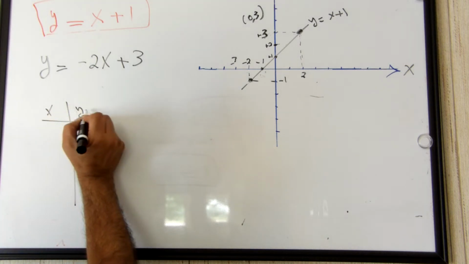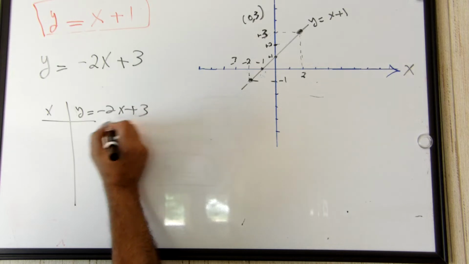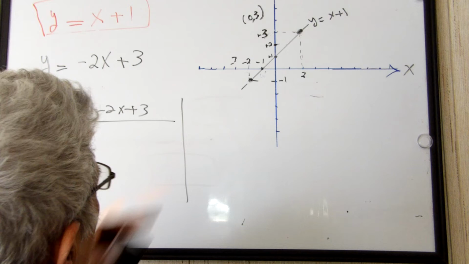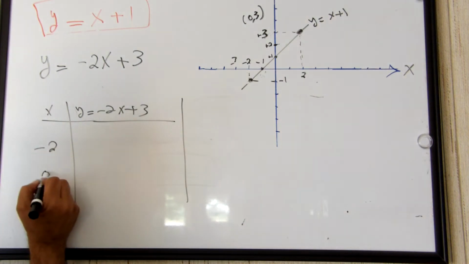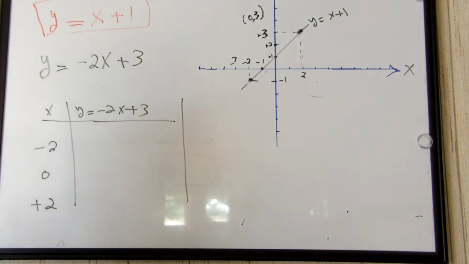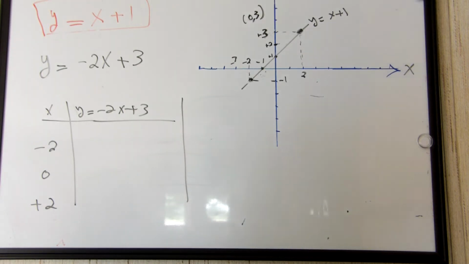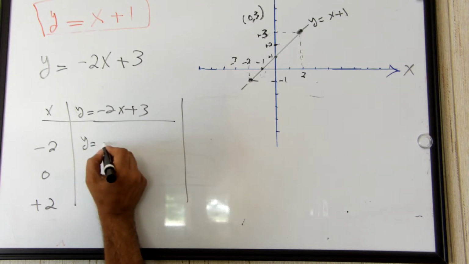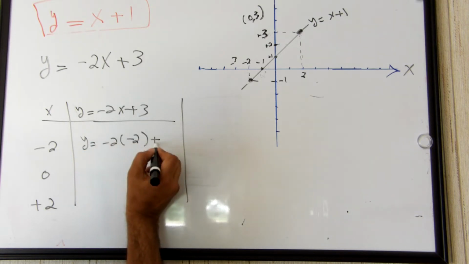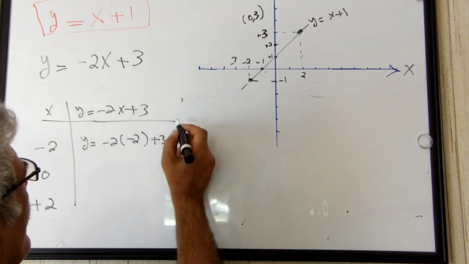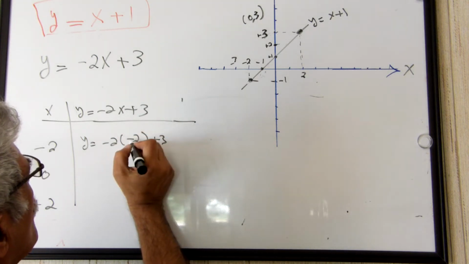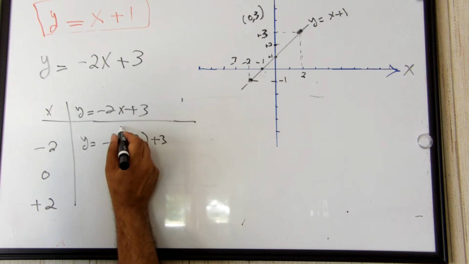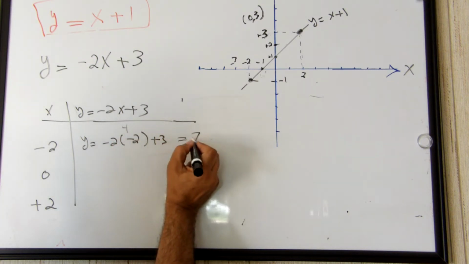We say y is equal to minus 2x plus 3, and usually I start from minus 2, 0, plus 2. You know, 3 points usually, or sometimes 2 points, it depends on you. So y is going to be minus 2 times minus 2 plus 3. What is that going to be? Minus 2 times minus 2 is going to be 4, and plus 3 is going to be 7.